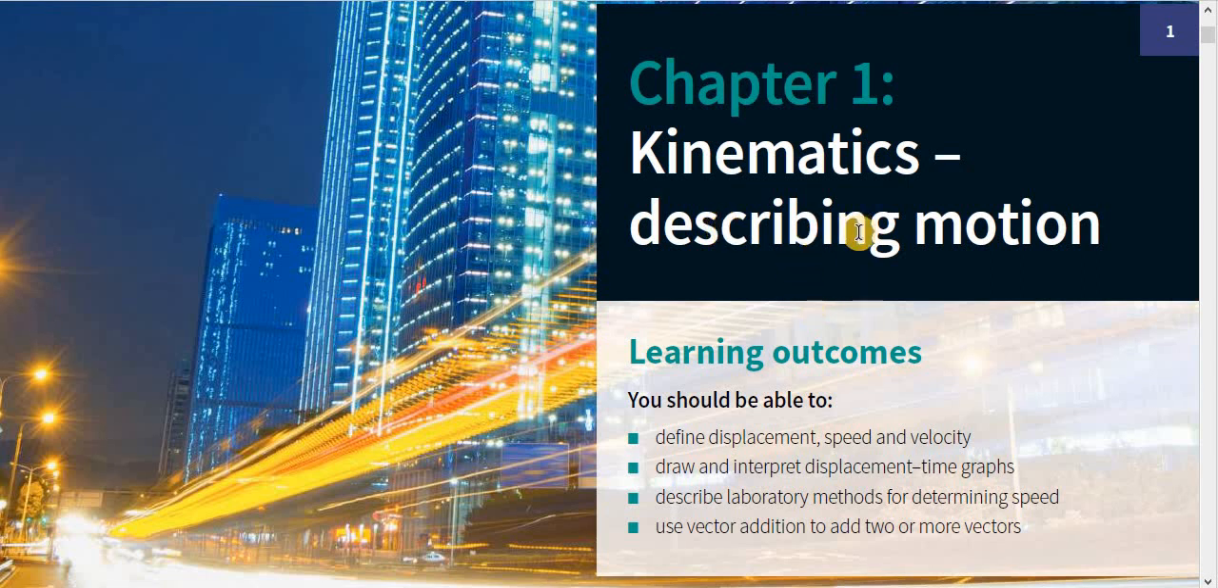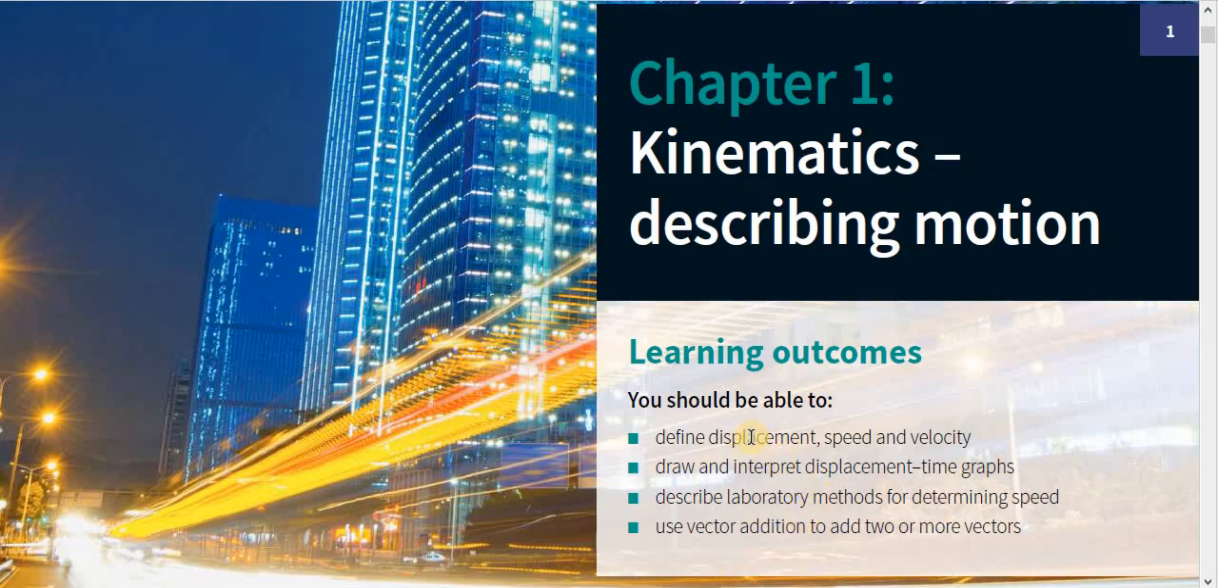Chapter 1, Kinematics. After learning this chapter, you should be able to define displacement, speed and velocity, draw and interpret displacement time graphs, describe laboratory methods for determining speed, and use vector addition to add two or more vectors. So we will learn about vectors and scalars, and vectors can be added using the vector addition method.